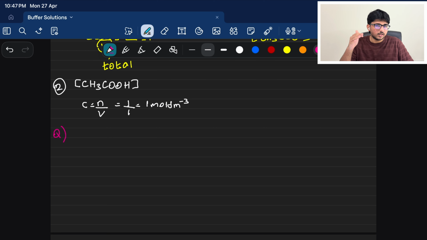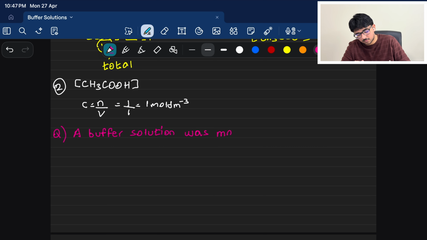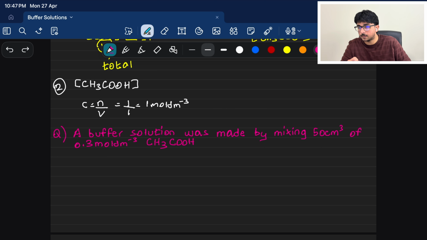Now, I'm just increasing the difficulty up a notch. So let's see. You have a buffer solution, again an acidic buffer, and a buffer solution was made by mixing 50 cubic centimeters of 0.3 mole per decimeter cube of ethanoic acid. And this is the point when you know that this is an acidic buffer question.